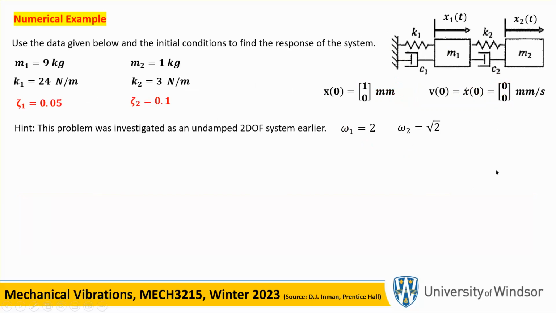Okay, so let's do an example. This problem looks familiar to you. These numbers look familiar. The reason I use these numbers is that I don't want to go through this calculation and find the frequencies, which are right here. We did it, and the mode shape. We have already done that.